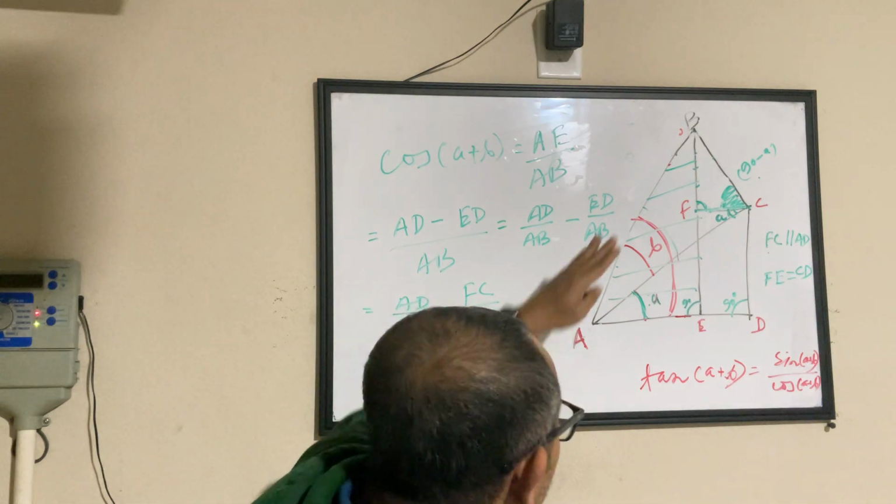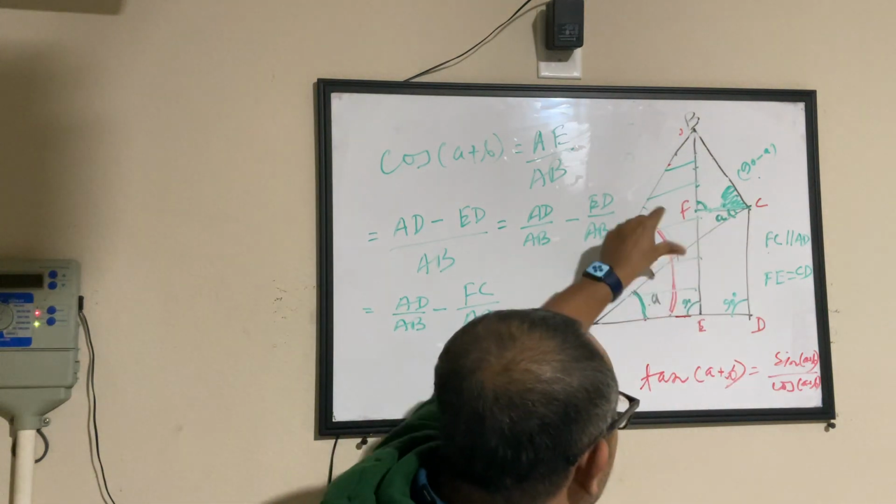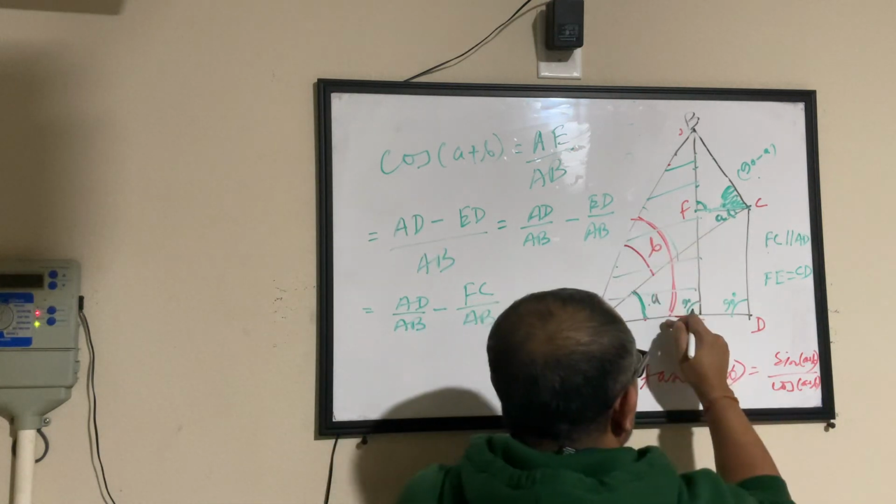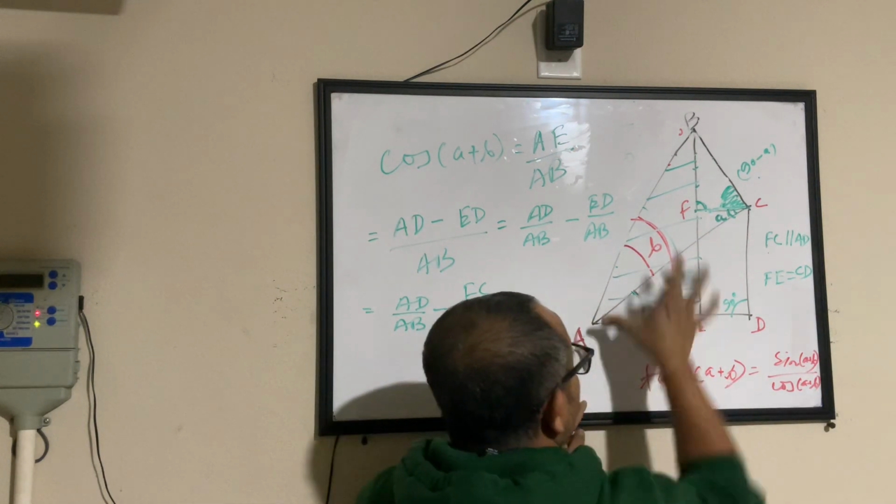So again, recap. This is the diagram, this is my angle A, this is my angle B, this is A plus B. So we are saying cos of A plus B. A plus B is my angle. Cos of this will be this divided by this.